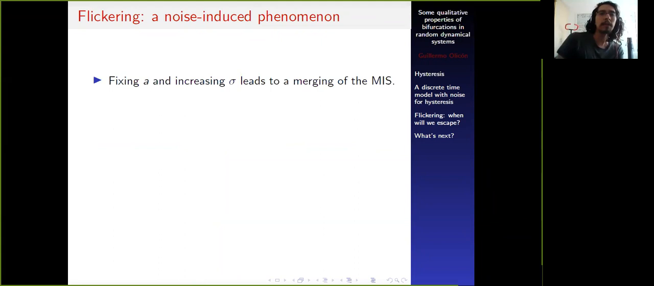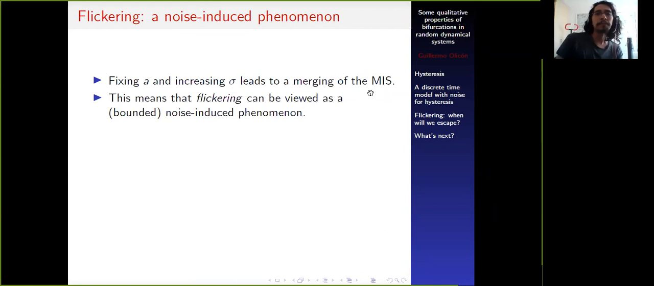So in the following, A is going to be zero. We don't change the shape of the deterministic map. We just change the noise strength, and we observe that it leads to a merging of the minimal invariant sets. So flickering can be viewed as a noise-induced phenomenon because of this. We need to wait for a large value of sigma to observe this merging.